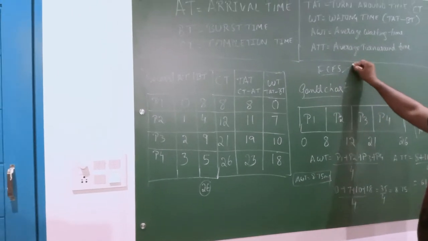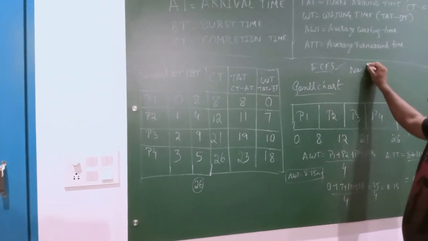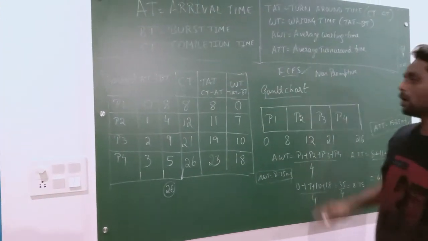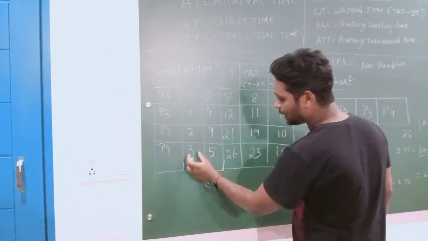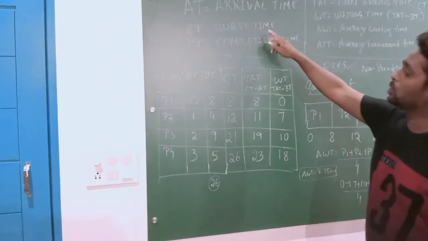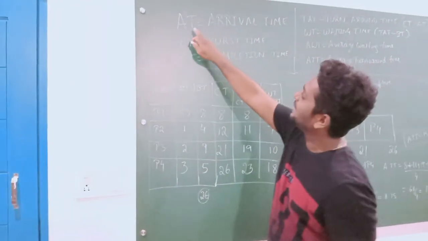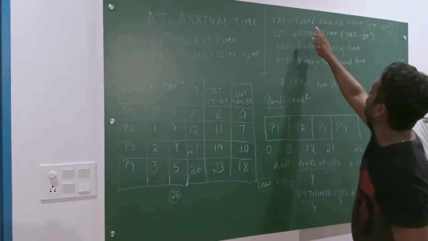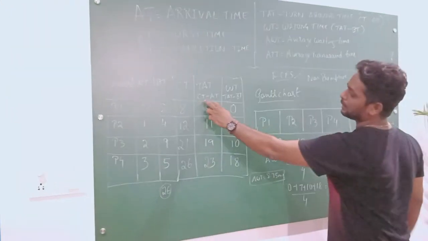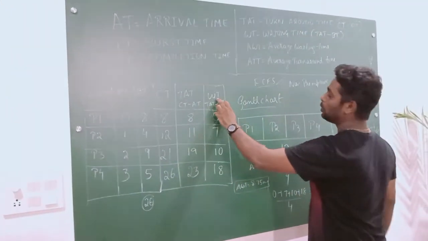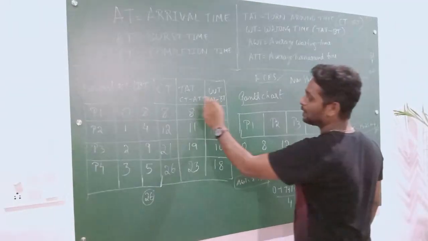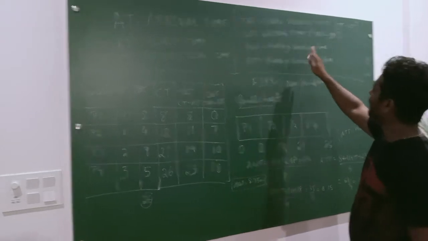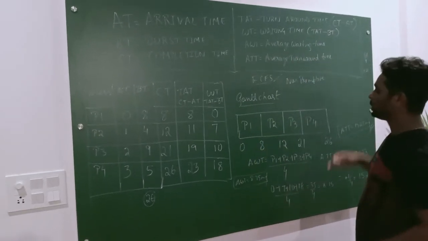So what we have discussed is FCFS, and it is non-preemptive only. So you need to know how to calculate waiting time and turnaround time whenever they give arrival time. As a shortcut: AT is arrival time, BT is burst time, CT is completion time. TAT, turnaround time, is completion time minus arrival time. WT is waiting time, which is turnaround time minus burst time. AWT is average waiting time, ATT is average turnaround time.